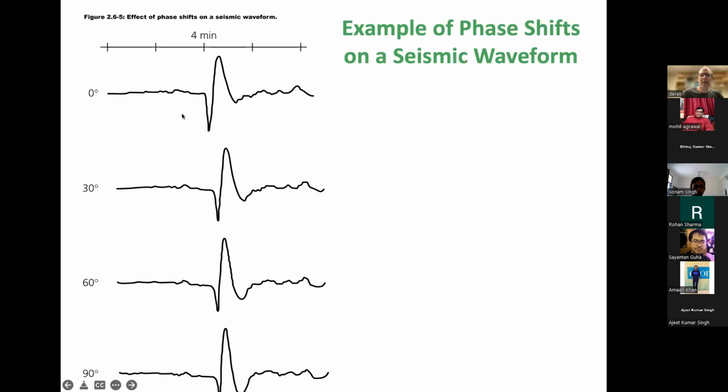So here are some examples of a seismic waveform. Here's a 0 and 30-degree angle of incidence. You can see that these are identical. That's because these are not phase shifted. But as I go from 60 to 90 degrees, I get a phase shift, and that affects the shape of a seismic waveform.